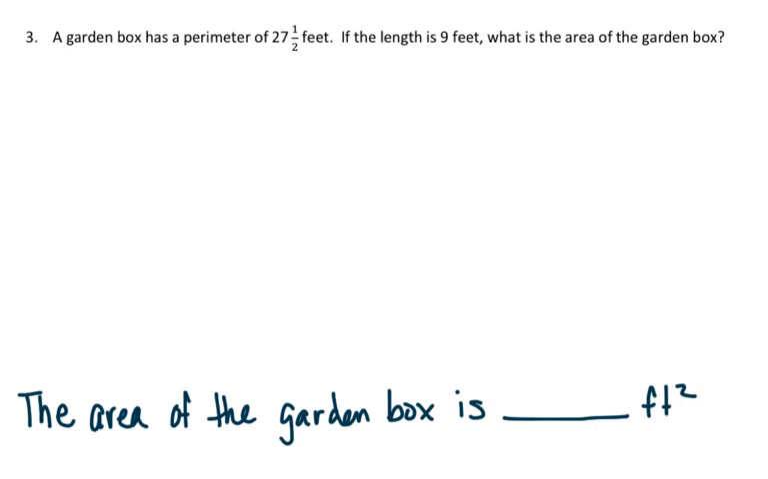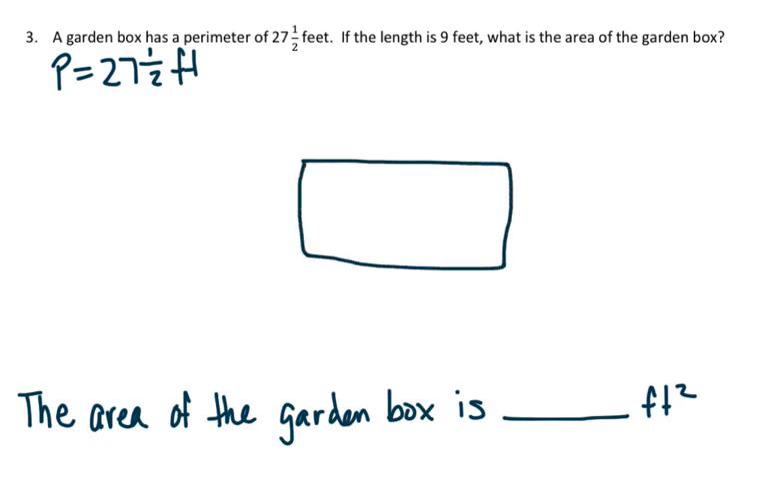So I know that it has a perimeter of 27.5. So I'm going to write P is equal to 27.5 feet. And let's just make the box. It has a length of 9 feet. Well, if this side of the box is 9, then this side of the box is also 9 feet. And those two together is 18, so we could subtract 18 here.